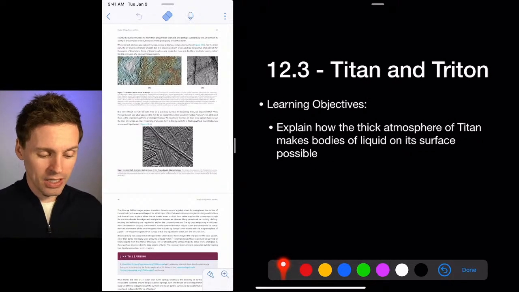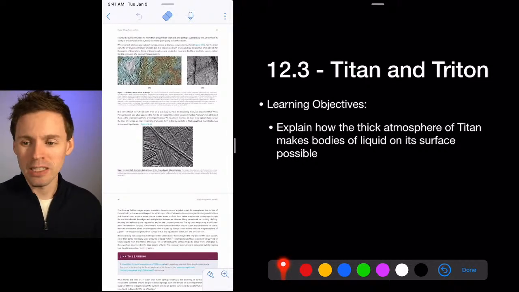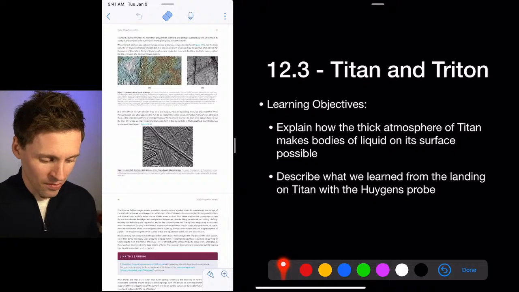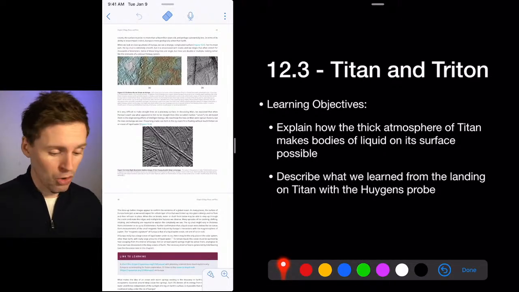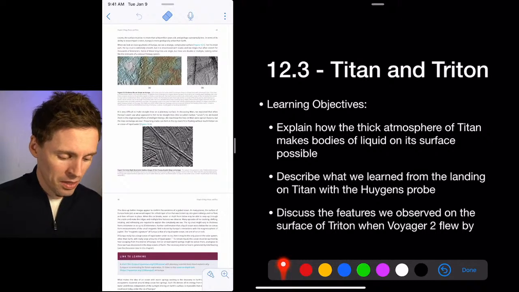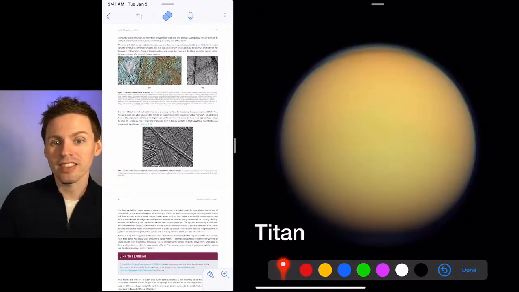So we want to explain how the thick atmosphere of Titan makes bodies of liquid on its surface possible. We'll talk about what type of liquid here in a bit, and then we can study what we learned when we landed a probe on Titan, and then we can discuss the features we observed when Voyager flew by. So this is Titan.